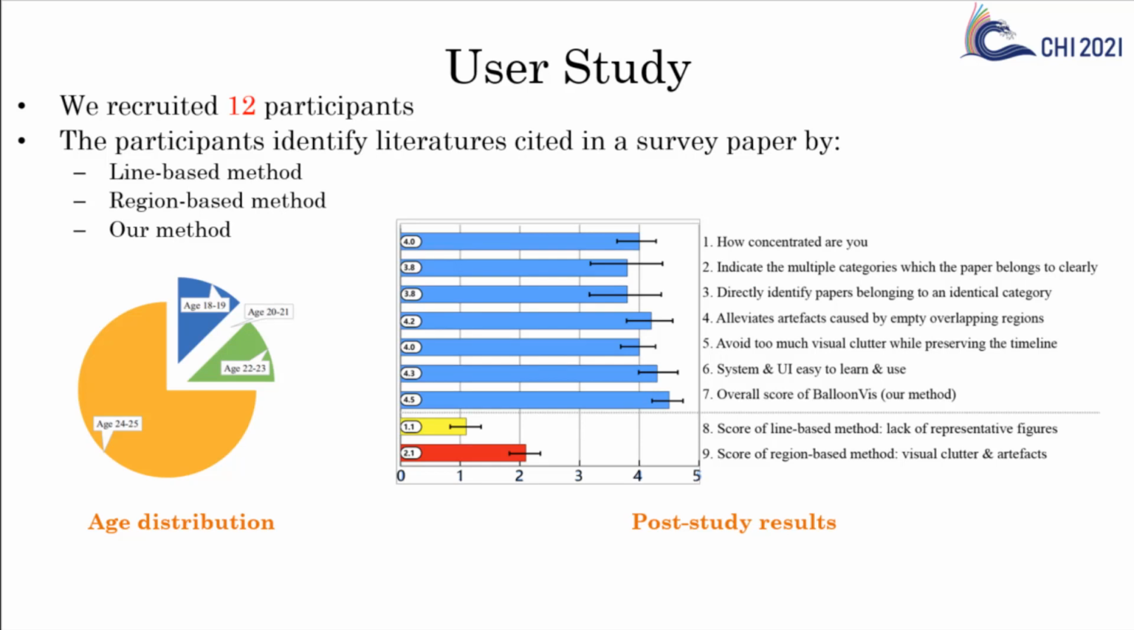We recruited 12 participants. They identify literatures cited in a survey paper by 3 methods, respectively. We obtained the comparative timing results of the 3 methods. Also, we designed a questionnaire of 9 questions and recorded the results. Almost all of the questionnaire results are positive.